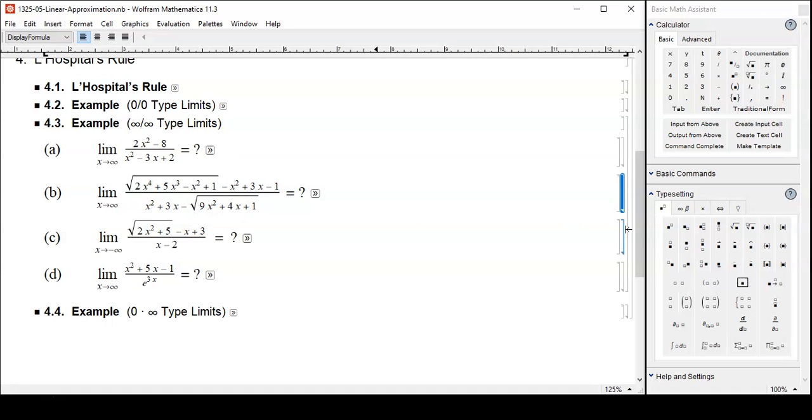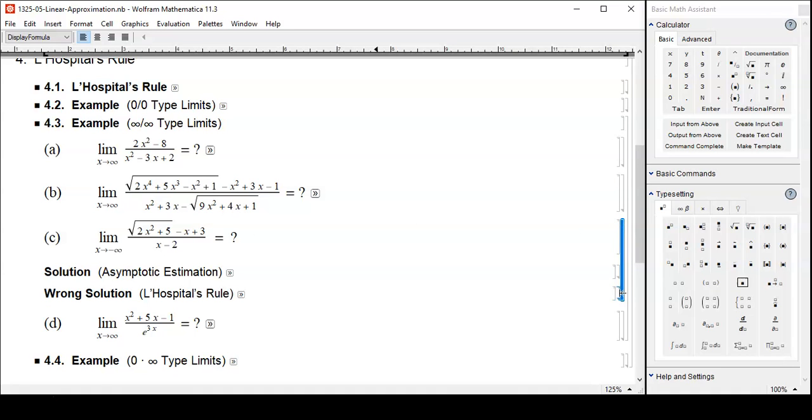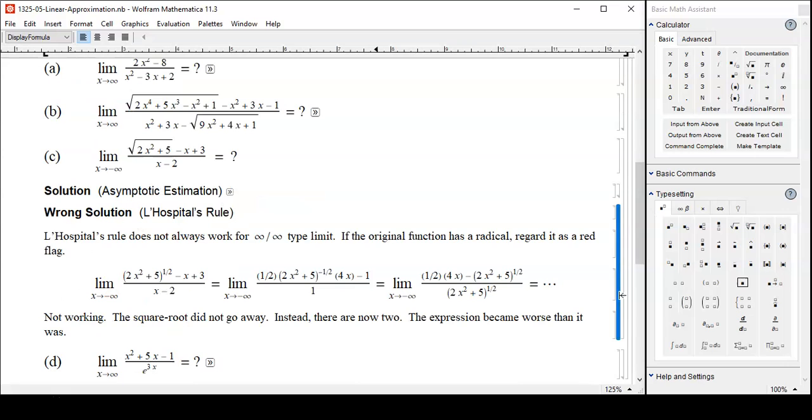Here's another problem. If you try L'Hopital's rule, you'll see this method is not working out. Taking the derivative, you end up with negative 1/2 power, which is not an improvement. Actually, it made it worse. And then by chain rule, we have another thing multiplied, and it's pretty bad.